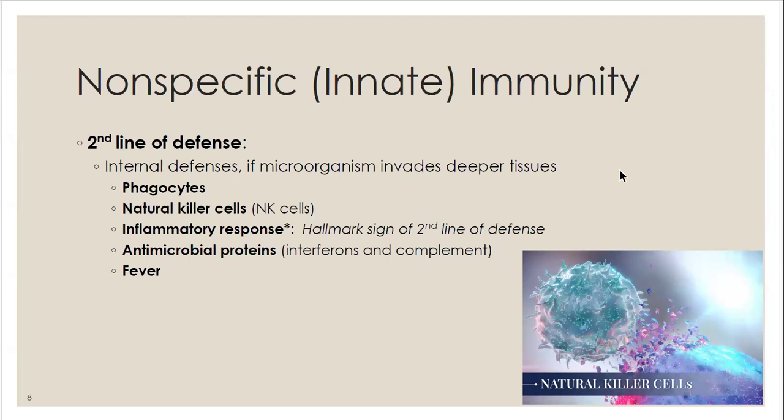All right, so when pathogens get past the first line of defense, like your skin, say if you have a cut that allows microorganisms into the deeper tissues, then that initiates the second line of defense, which has the internal mechanisms. This would include phagocytes and natural killer cells, the inflammatory response, which is the hallmark of this defense, and then antimicrobial proteins and fever, which all inhibit pathogen spread and replication.